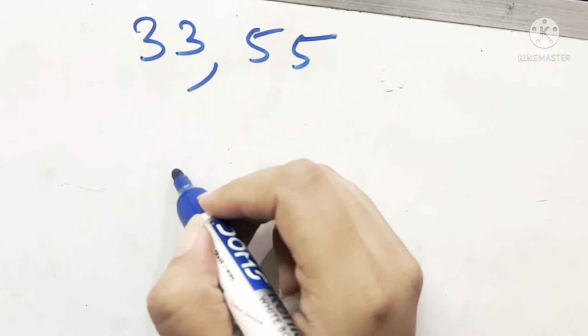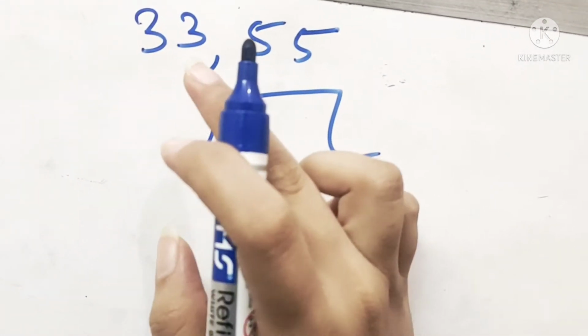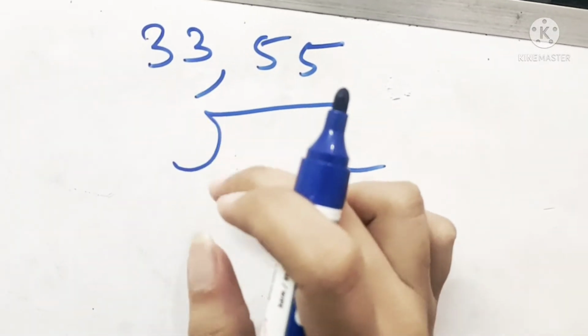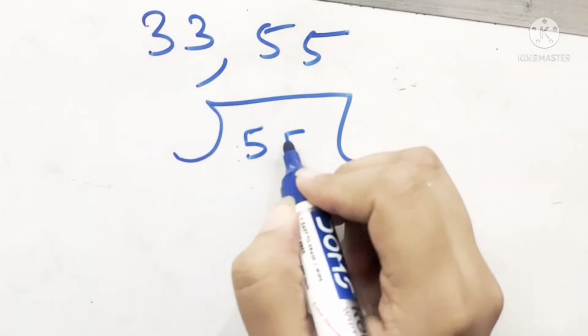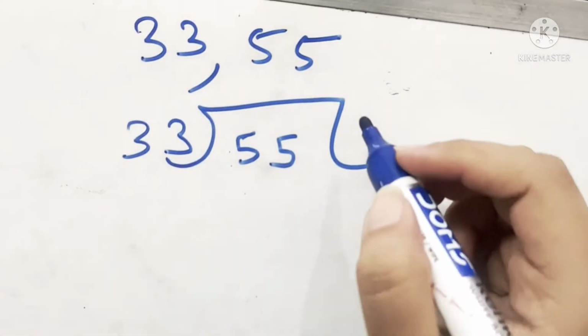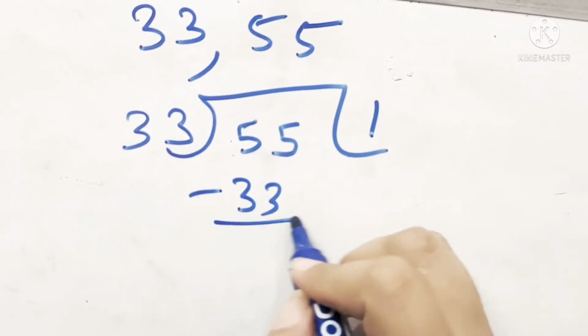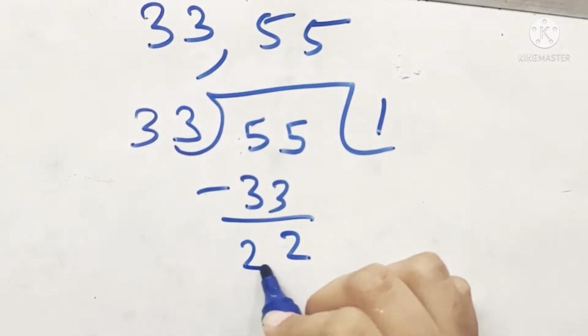We will be taking all of them one by one. So now 33 and 55. Suppose I have to find the HCF of 33 and 55. I will take the bigger number inside the bar and the smaller number outside, as I told you. Now 33 into 1 will be 33, 5 minus 3 will be 2 and 5 minus 3 will be 2.